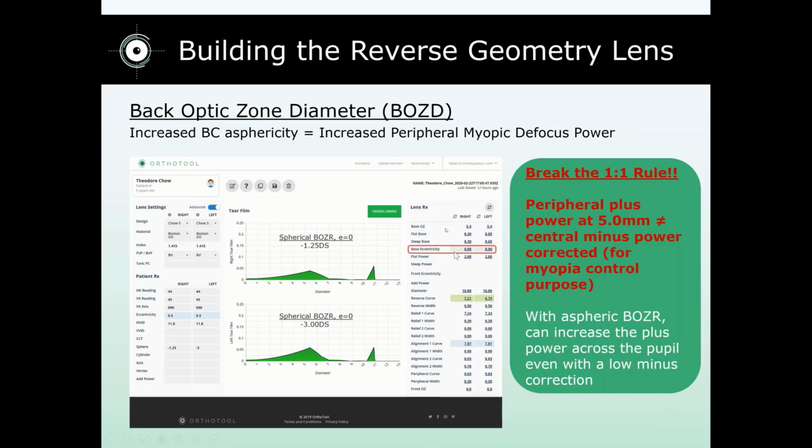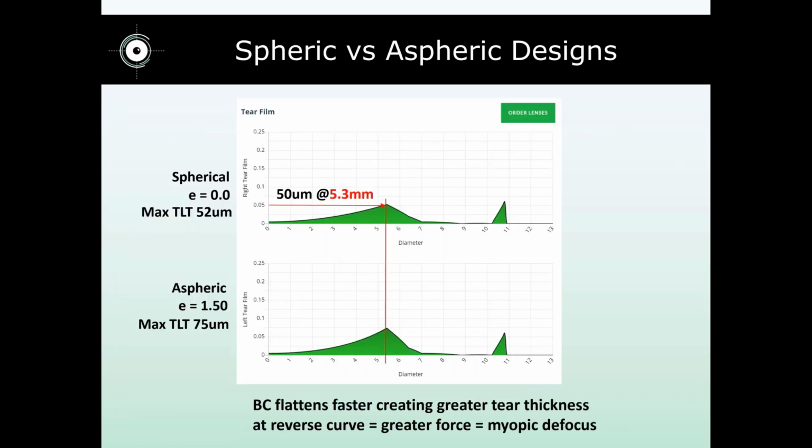Look at this design here. We start with a spherical design. This is a -1 diopter. Look how small it is. At 1.4, you see the max TLT goes up. At 1.6, it goes up even more. And so you really can change that clearance factor with an aspheric curve, especially with low myopes. And this is just another way to look at it. With a spherical design, that peak TLT of 50 microns is reached at 5.3 millimeters, but with an aspheric, that 50 microns is reached much earlier.